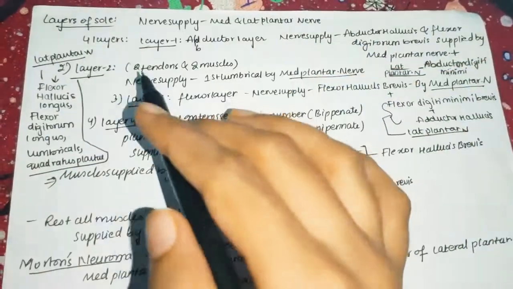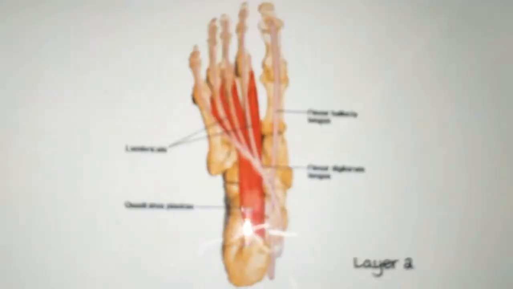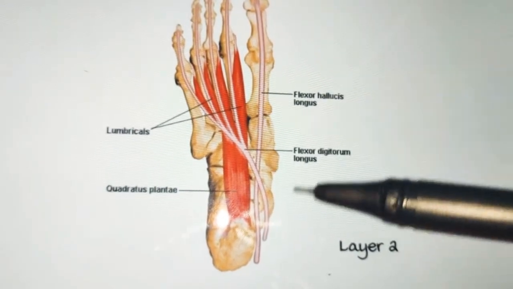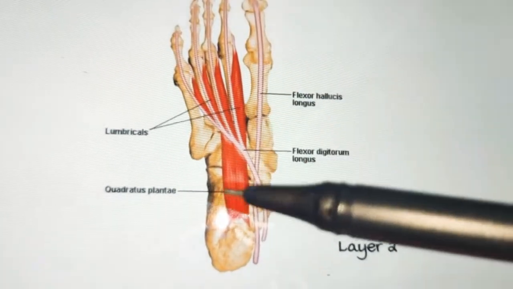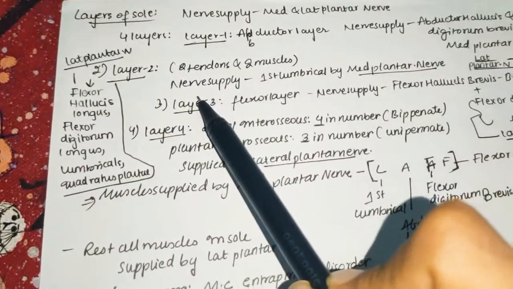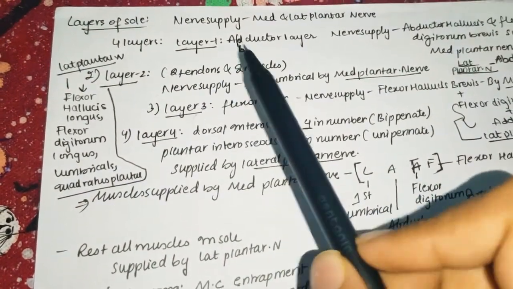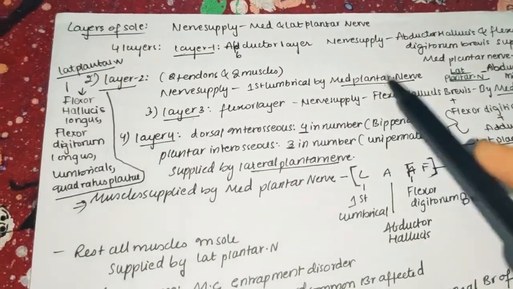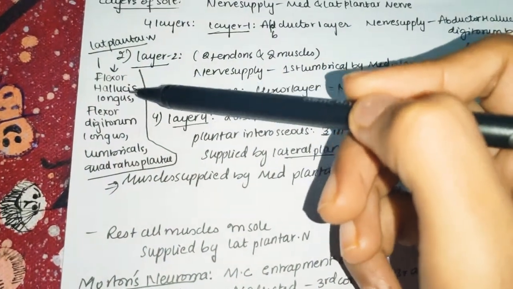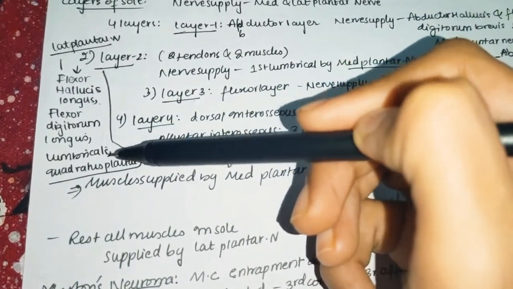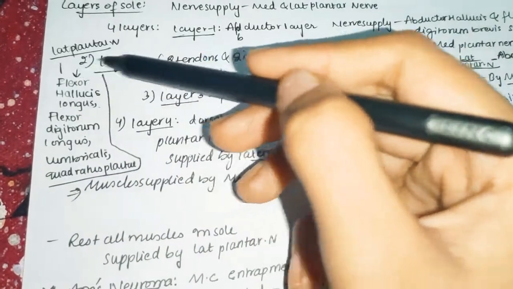Okay, now coming to the second layer of the sole. In the second layer you have flexor hallucis longus, flexor digitorum longus, lumbricals, and quadratus plantae muscle. So here in layer 2, you have 2 tendons and 2 muscles, and the nerve supply for the first lumbrical is by the medial plantar nerve. But the other muscles, like flexor hallucis longus, flexor digitorum longus, lumbricals, and quadratus plantae, are all supplied by the lateral plantar nerve.